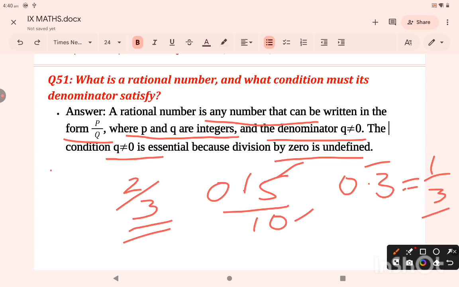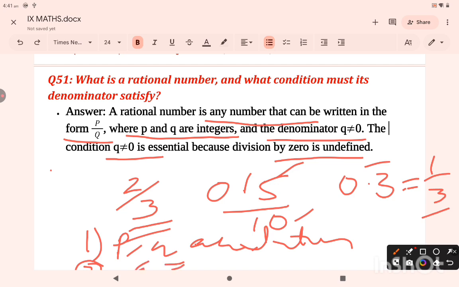What are the key points here? In that p by q, p, q are the integers, both integers. First condition, this one. Now second one, q not equal to 0, the denominator can never be 0. When a fraction satisfies these two conditions, then that is a rational number.